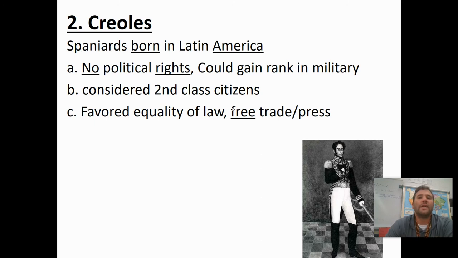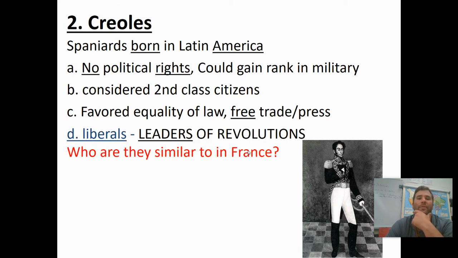Okay, they favored freedom, like freedom of speech, freedom of trade, freedom of the press. In particular, freedom of trade, right? They loved the fact that they could trade with other countries, not just Spain or Portugal. They could trade with the American colonies. They could trade with the British if they wanted, or the French. They wanted to have the freedom to gain their own wealth and not be held back by their king and the king's leaders, the Peninsulares.